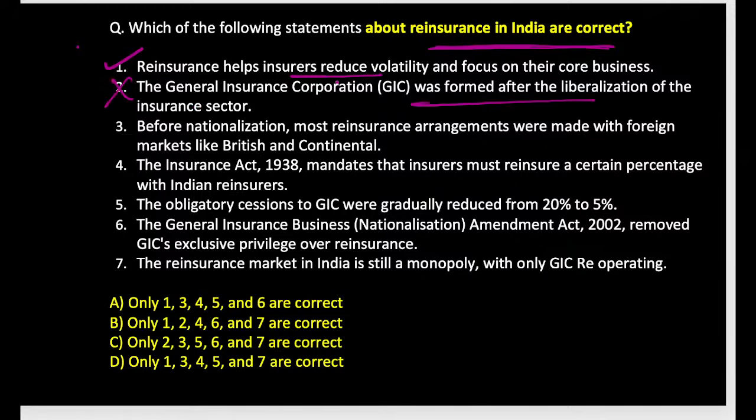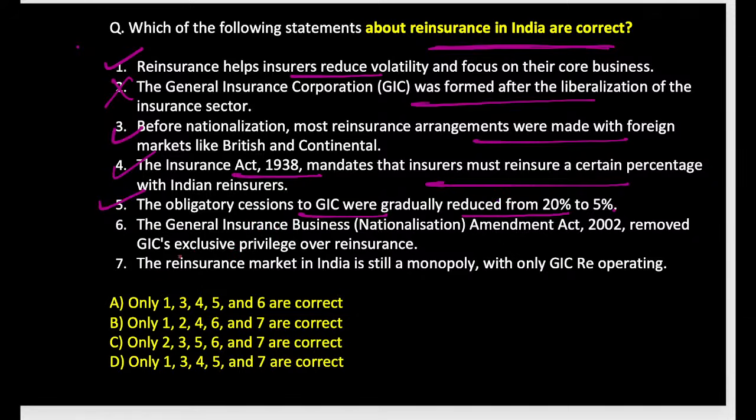That happened in the 1980s, 1991-92. Before nationalization, most reinsurance arrangement were made with foreign market like British and Continental. This is true. The Insurance Act 1938 mandate that insurer must reinsure a certain percentage with Indian reinsurers. The obligatory cession to GIC was gradually reduced from 20% to 5%, ठीक है. So basically the reinsurance must be with this GIC Re at least 5%. That is also true.